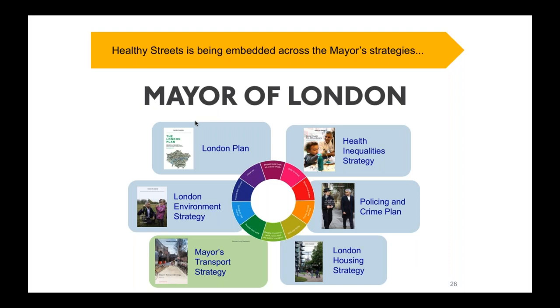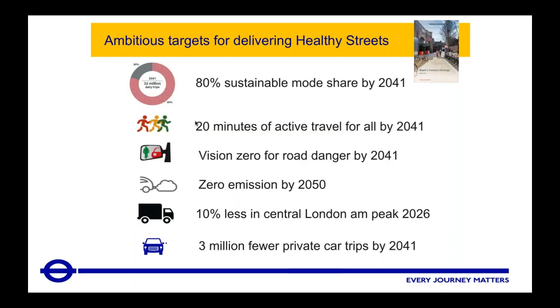If we move on to the next slide, you can see here just some of the strategies that have embedded this approach. So the spatial plan for London that decides when new development happens is the London plan. Then there's the environment strategy, the health inequality strategy, the policing and crime plan, the transport strategy, and the housing strategy. So it shows how all these different stakeholders are working together to deliver this one shared set of outcomes. And importantly, in the transport strategy, if we move on to the next slide, there are a number of ambitious targets to enable us to deliver this approach.